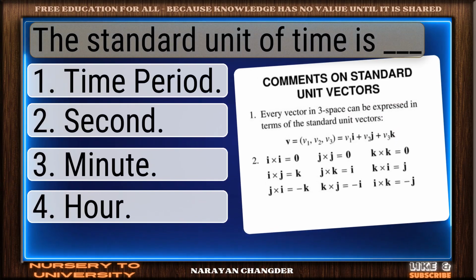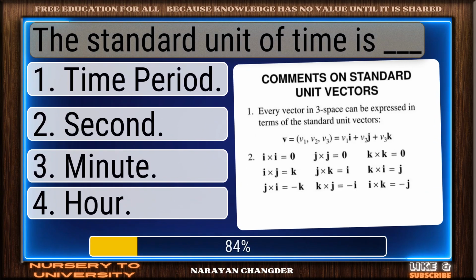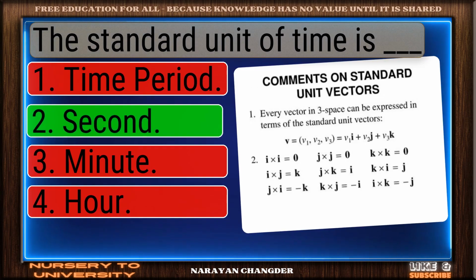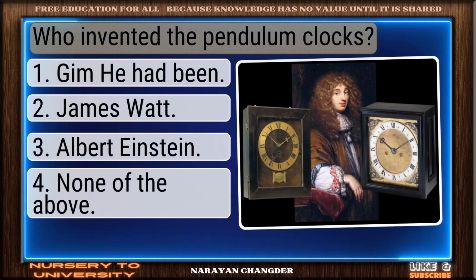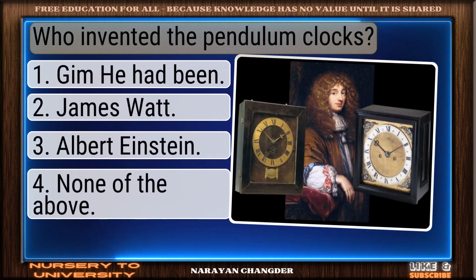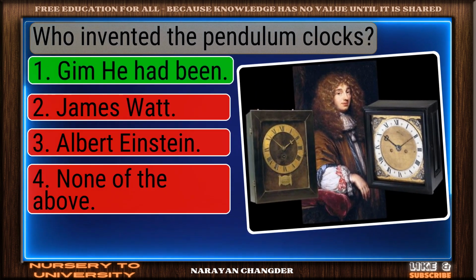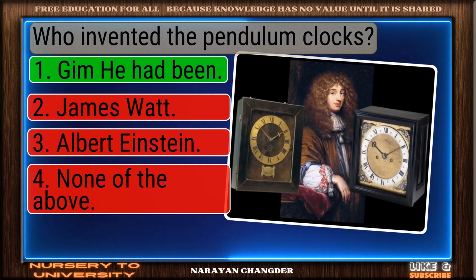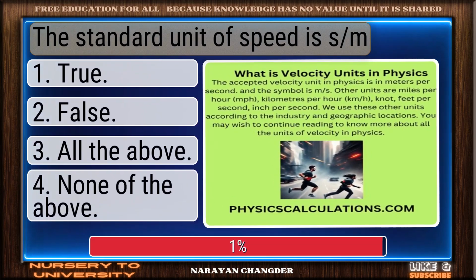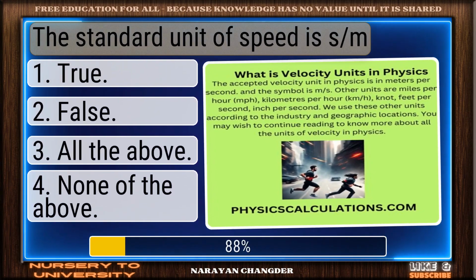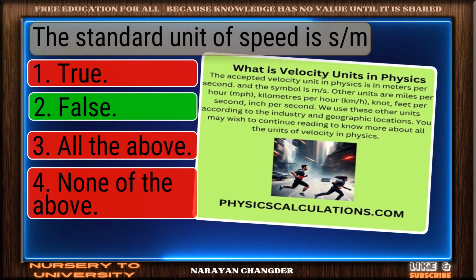Question number 175. The standard unit of time is dash. Smart move. Second is an accurate answer. Question number 176. Who invented the pendulum clock? Excellent choice. Huygens is the right answer. Question number 177. The standard unit of speed is second. You're right. False is the correct answer.